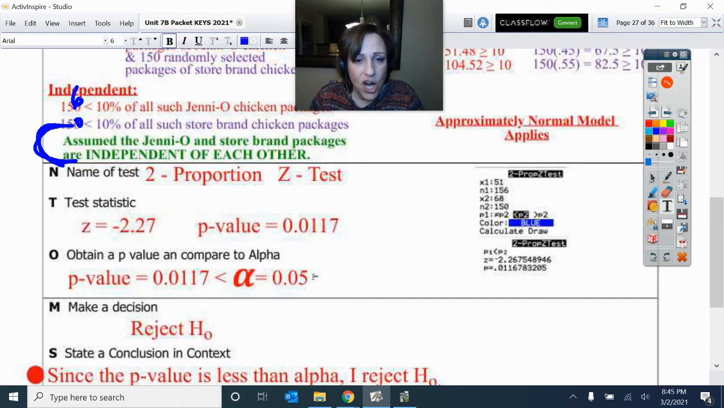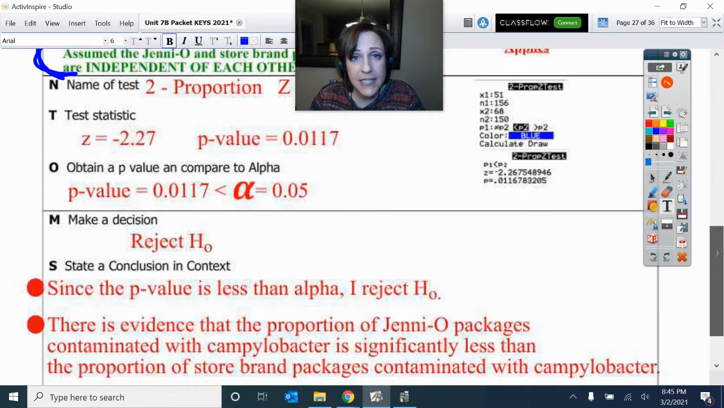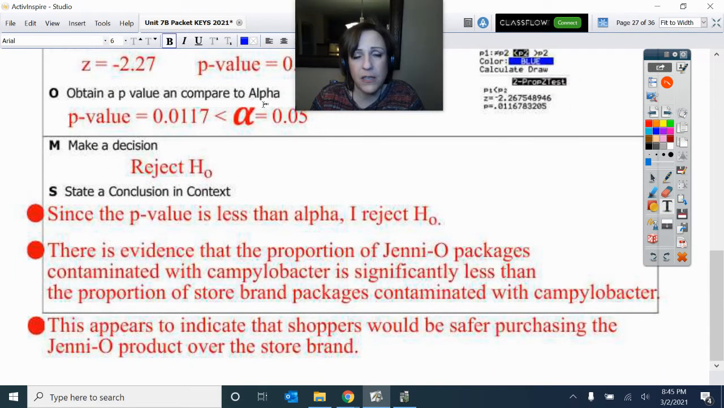So our p-value is less than our alpha. They did not give us a significance level, so that was our assumed or default alpha. We reject the null hypothesis because that p-value is low. So we reject H0. Since the p-value is less than alpha, I reject H0. So if I'm rejecting H0, I have evidence that the proportion of Genio packages contaminated with the Campylobacter is significantly less than the proportion of store brand packages contaminated with Campylobacter.